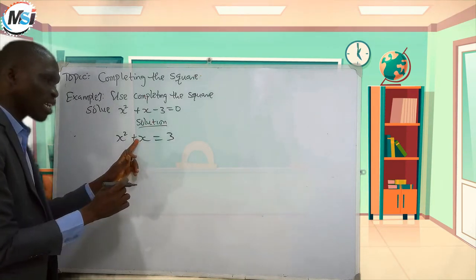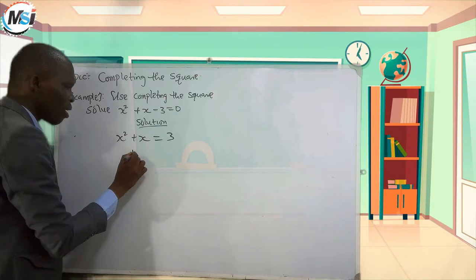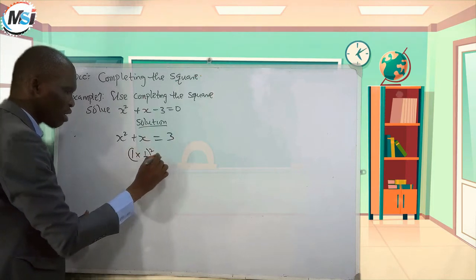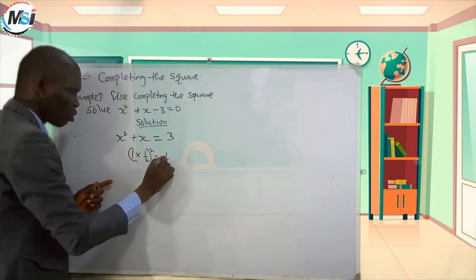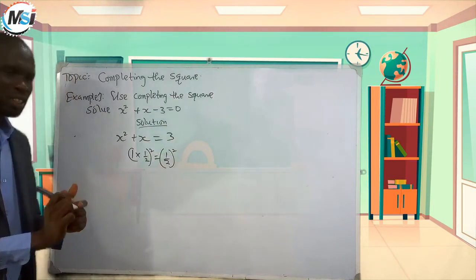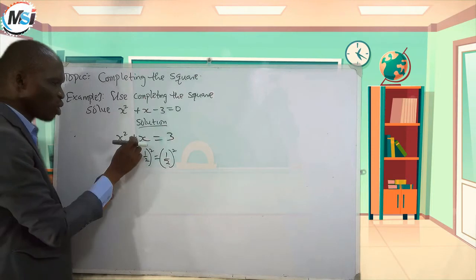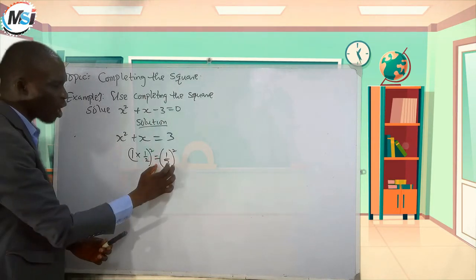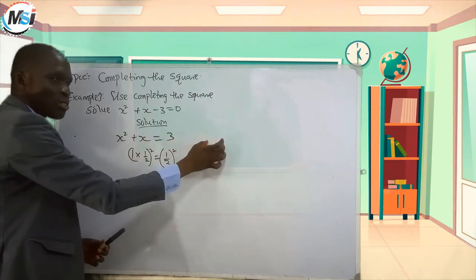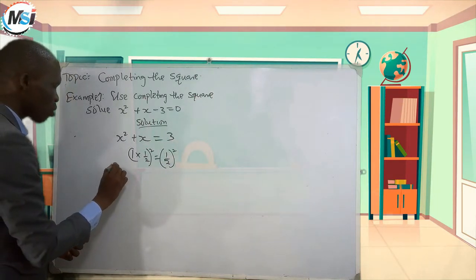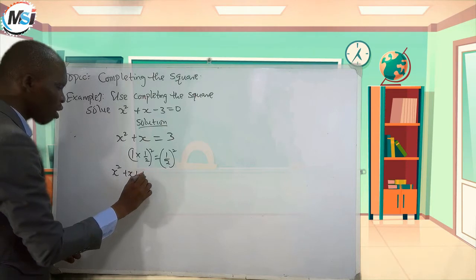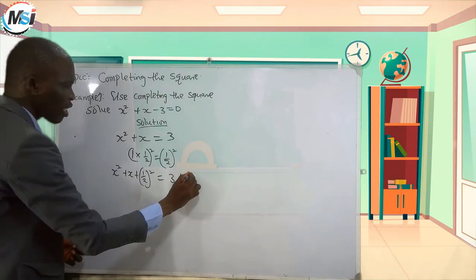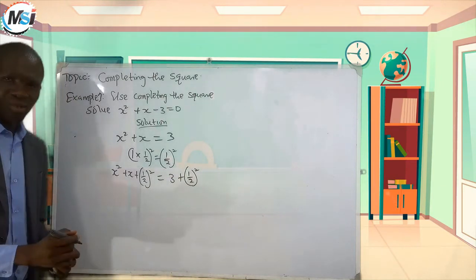Now since the coefficient here is 1, then you say 1, multiply it by half, then square it. It will give us 1 over 2 squared. Now this is what we call completing the square. We've used the coefficient of x here to form this. What you now do is add 1 all over 2 squared to this side and to this side. What are we going to have? We are going to have x squared plus x plus 1 all over 2 squared, equals 3 plus 1 all over 2 squared. I believe you are following me, right?